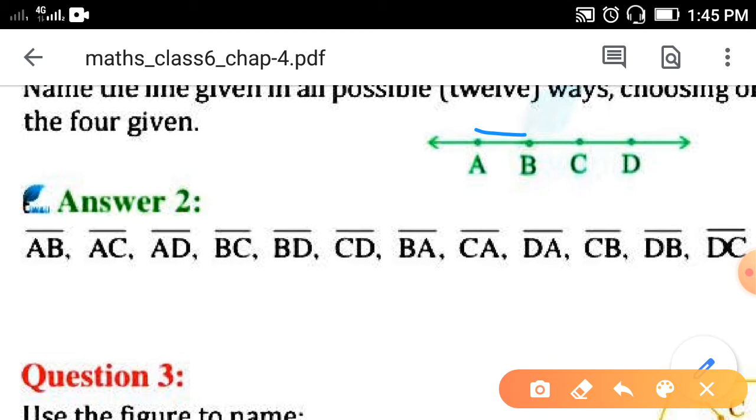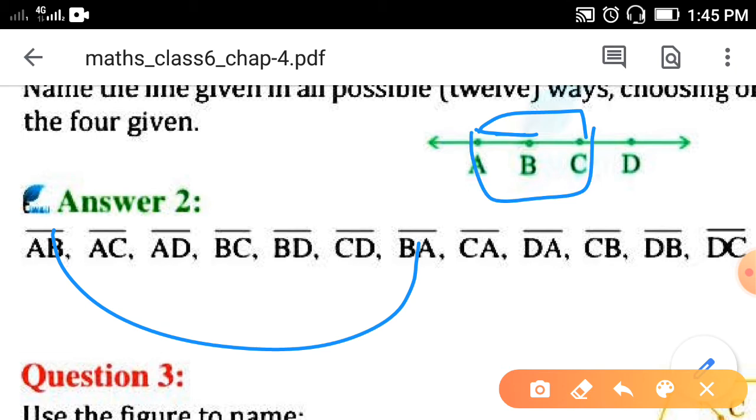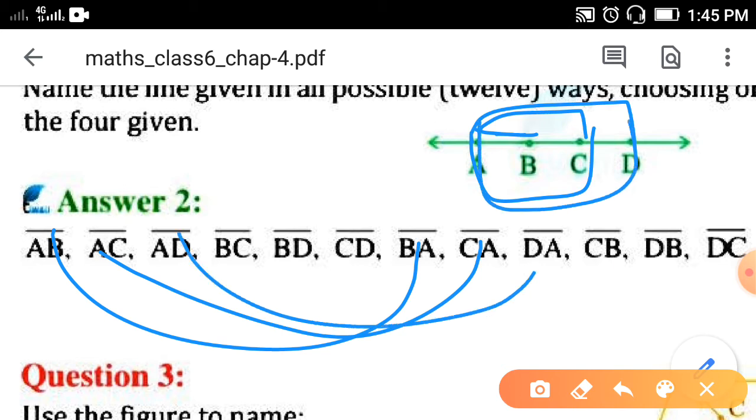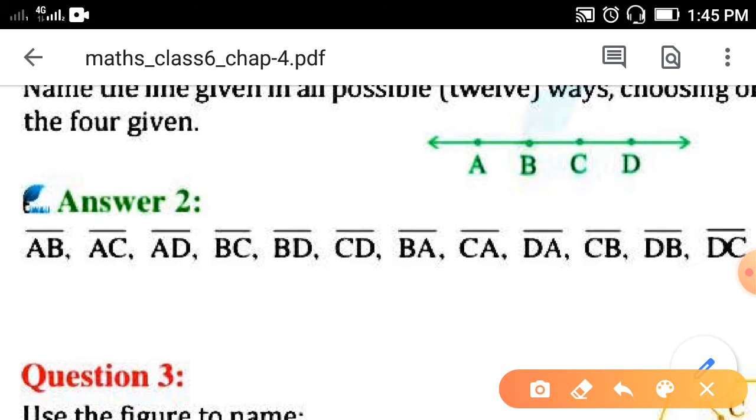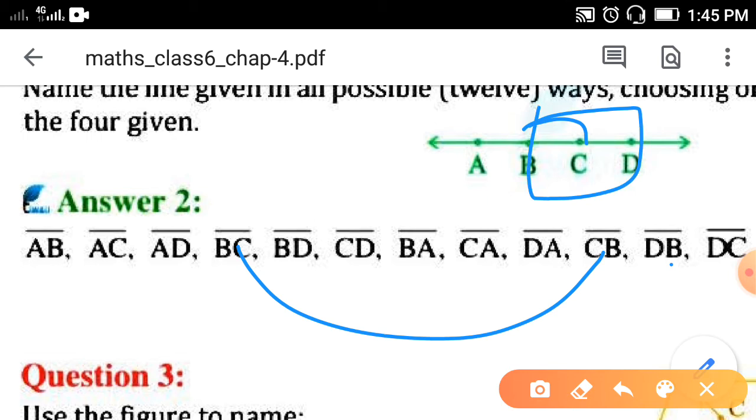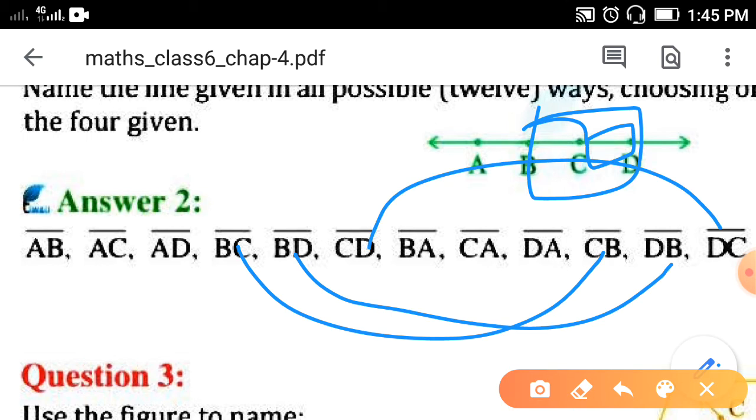AB. Next you can write BA. You can see AB and BA. Next AC, and CA. That is the second one. Then AD and DA. Next, BC and CB. Next, BD and DB. Then you can write CD and DC. So completed.